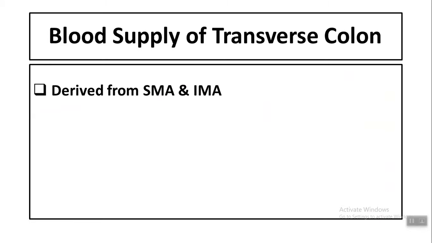What is the blood supply of the transverse colon? The proximal 2/3 and the distal 1/3. Proximal 2/3 is part of the midgut, while the distal 1/3 is part of the hindgut. So the blood supply of the transverse colon is derived from the superior mesenteric artery and the inferior mesenteric artery.